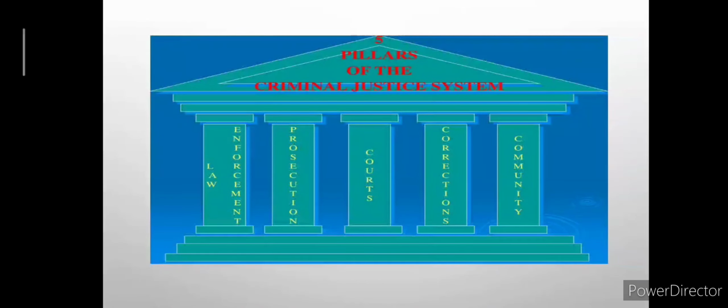Okay, next topic is the 5 pillars of the Philippine criminal justice system, and we have here the law enforcement pillar, the prosecution pillar, court pillar, correctional pillar, and lastly the community pillar. So under the law enforcement pillar or the police, this refers to the entire organization of the law enforcement itself. So police are the forefront of the criminal justice system.